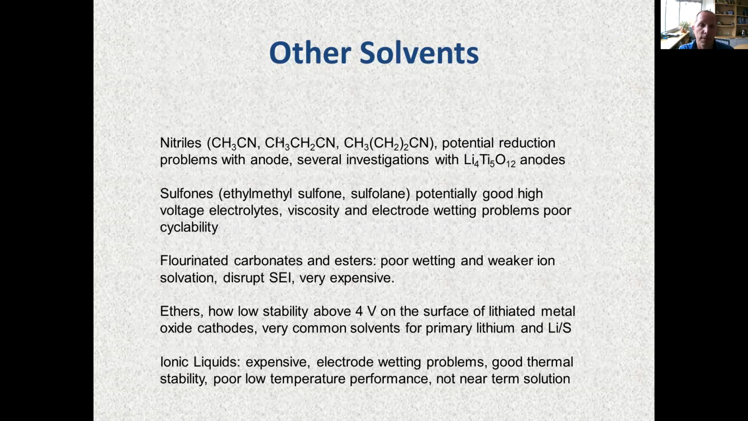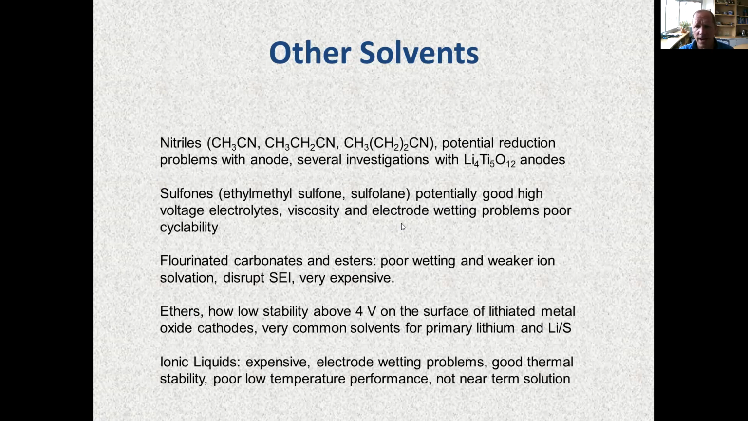So other solvents that people have looked at for lithium-ion batteries include nitriles, such as acetonitrile and various other nitriles. The problem with these is they have potential reduction problems on the anode. They have been investigated with lithium titanate anodes, which is a slightly higher potential anode than graphite or lithium metal. So there is some interest there, but these have challenges. Also, in general, anytime that these could be degraded to generate HCN, which is poisonous, is a concern in terms of the battery industry. Sulfones have also been pretty thoroughly investigated, ethyl methyl sulfone and sulfolane. These are potentially good high voltage electrolytes.